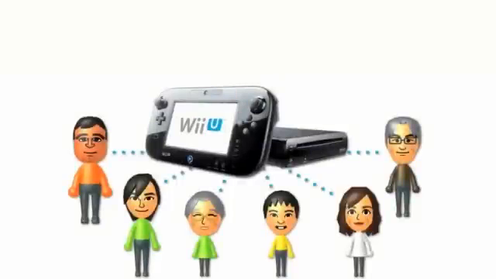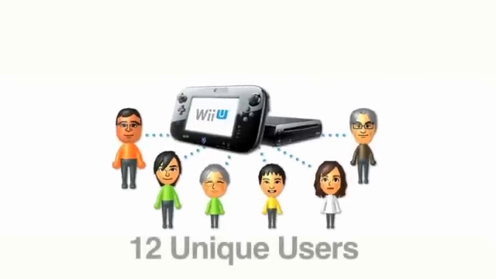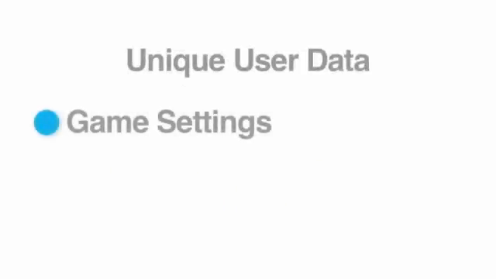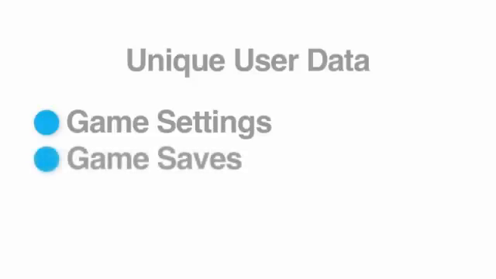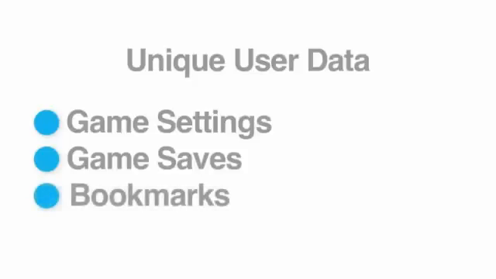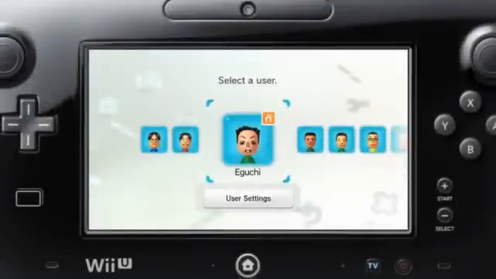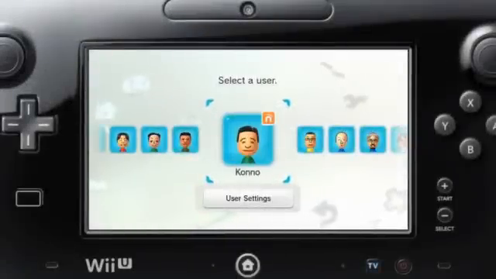But to take advantage of all of these features, you must first create an account. Everyone who will be playing on Wii U will want their own personal account. We call these users. You can have up to 12 unique users on a single Wii U system, and each user will be represented by a different Mii character. The Wii U built-in applications and Wii U games can save data and settings specific to each individual user. Bookmarks on the internet browser can be managed by each user, and play history will be recorded per user as well.